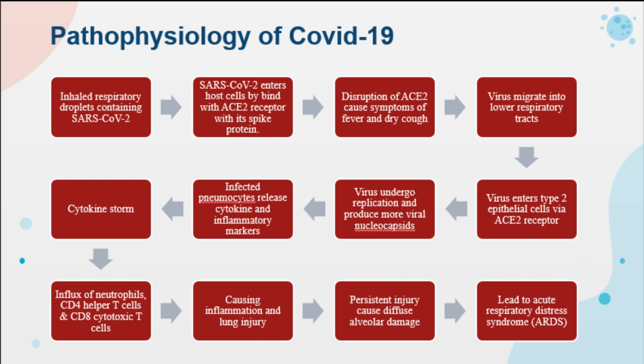In the next stage, the virus migrates into the lower respiratory tract and causes severe symptoms. The virus then invades and enters the type 2 epithelial cells via the ACE2 host receptor. Then, the virus undergoes replication and produces more viral nucleocapsid. The infected pneumocytes then release many different kinds of cytokines and inflammatory markers, causing a cytokine storm. The cytokine storm causes the influx of neutrophils, CD4 helper T cells, and CD8 cytotoxic T cells, which are responsible for fighting the virus, and this causes inflammation and lung injury. The persistent injury caused by the increase of inflammatory cells and viral replication causes diffuse alveolar damage that can lead to acute respiratory distress syndrome.